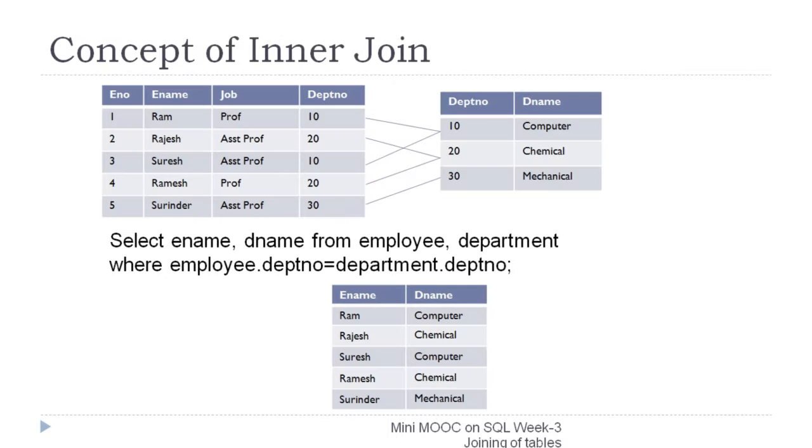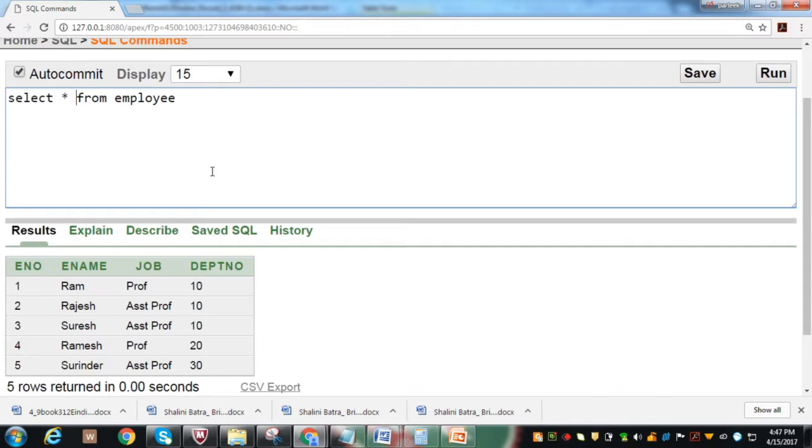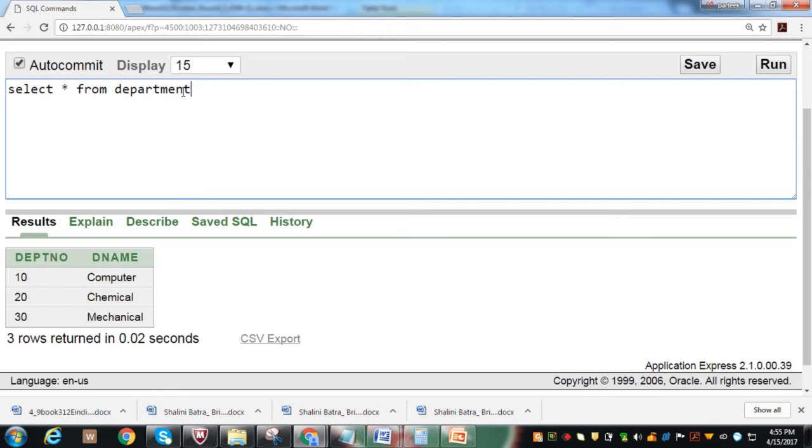The example which we have discussed earlier is a case of equi-inner join because the where condition is based on the equality operator. Let's execute these commands to understand the implementation of join. Here we have the employee table with 4 columns: E number, E name, job and department number, and there are 5 records in this table. In the department table we have 2 columns, department number and D name, with 3 records, one for computer, another for chemical and third for mechanical.